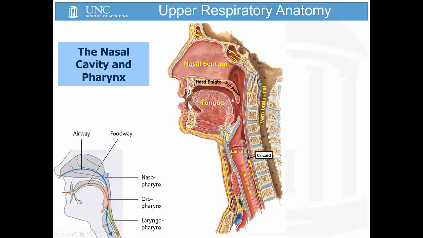The pharynx is divided into three parts. Superiorly, the nasopharynx, posterior to the oral cavity, the oropharynx, and posterior to the larynx, the laryngopharynx, more often referred to as the hypopharynx. Let's study the nasal cavity and the nasopharynx in more detail.